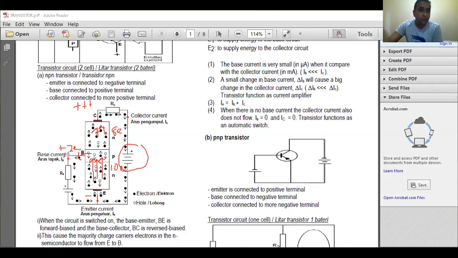So let's say if you put a bulb here at the base, the bulb will be dimmer. If you put a bulb at the collector, the bulb will be brighter. Why? Because more charges go to the collector compared to the base. So at the base, the bulb will be dimmer; at the collector, the bulb will be brighter.